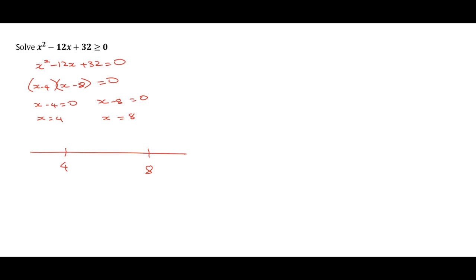So we're going to examine the different regions. So x minus 4, x minus 8, greater than or equal to 0. So let's try 5. 5 minus 4, 5 minus 8, greater than or equal to 0. So we have 1 and then minus 3, greater than or equal to 0. So we have negative 3, greater than or equal to 0. That's false. So this region here will not work. Let's put an x here.